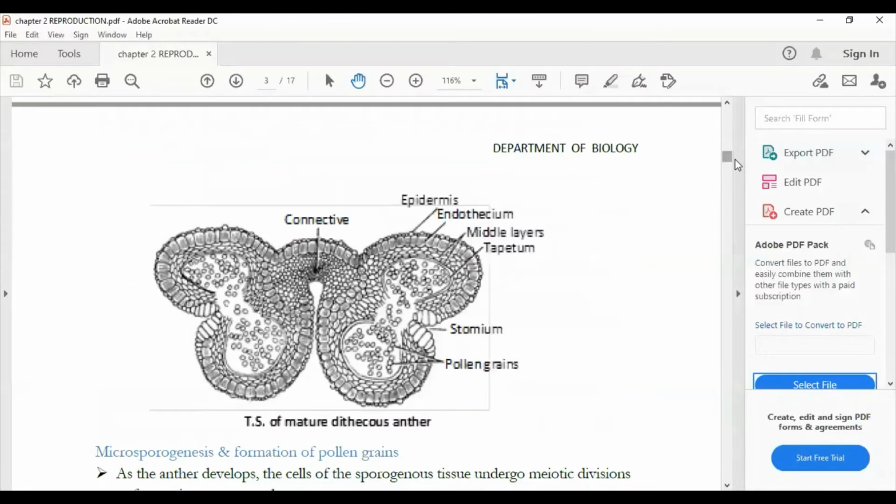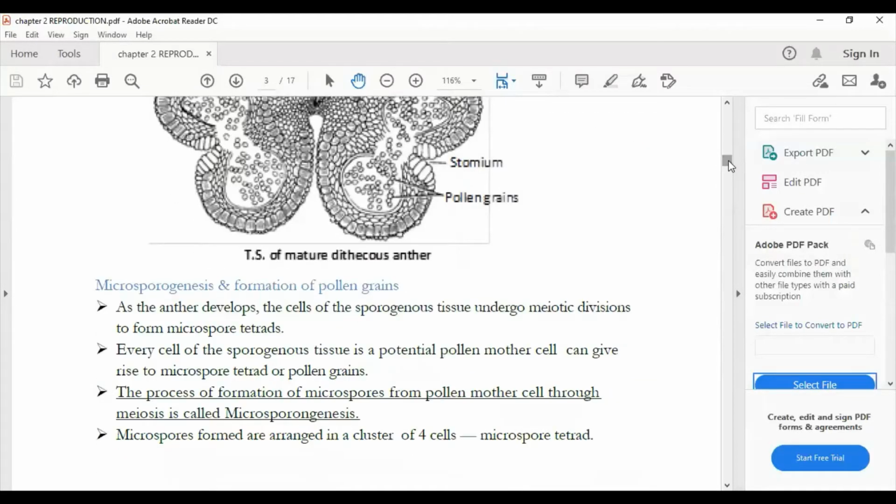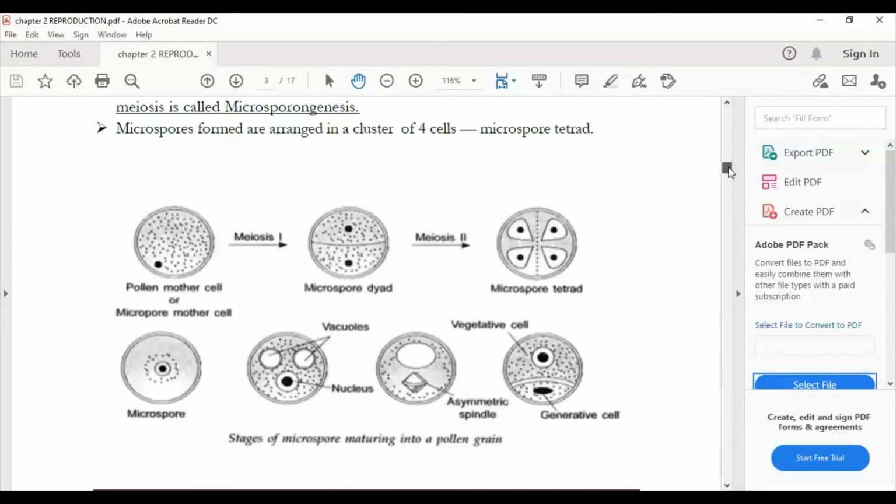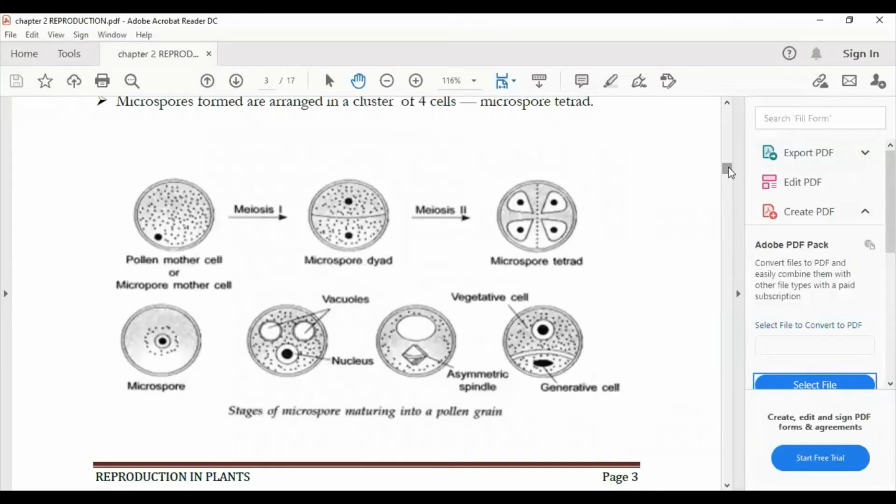Moving on to the TS of a mature dithecous anther. This can also be asked for 5 marks in the examination, to draw with labeling. Moving on to microsporogenesis and formation of pollen grains. Please make a note of the definition of microsporogenesis, which can be asked for 1 mark. This is the complete structure showing the stages of a microspore maturing into a pollen grain.